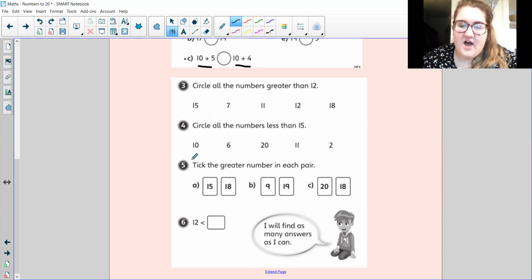Okay. Number 5, tick the greater number in each pair. So out of 15 and 18, which one is greater? Same with this question B and C. And then number 6, 12 is less than what? You could choose any number, okay? 12 is less than something. So make sure you get all of that work submitted onto Evidence Me so we can see it, okay?